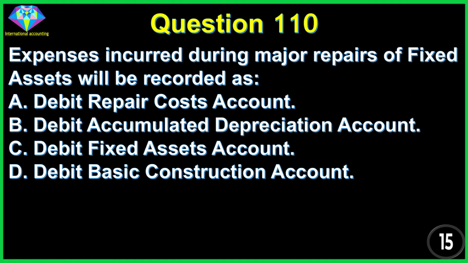Expenses incurred during major repairs of fixed assets will be recorded as A. Debit repair costs account. B. Debit accumulated depreciation account. C. Debit fixed assets account. D. Debit basic construction account. The answer is accumulated depreciation account.